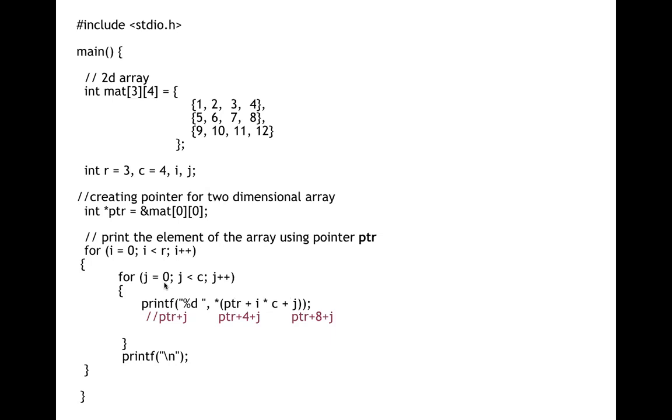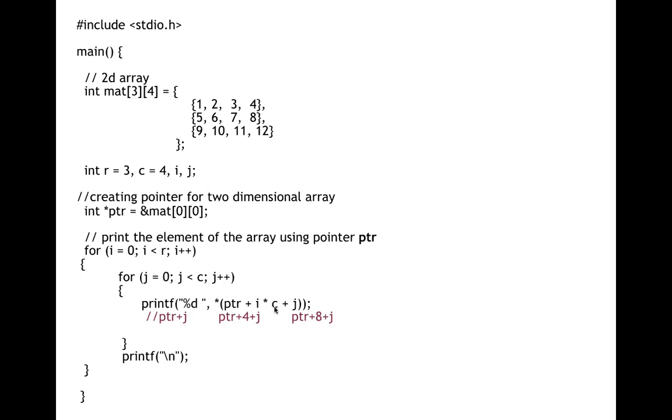Then J becomes 2, I is 0, so PTR plus 2 is 1004. The value at 1004 is 3. Then J becomes 3, PTR plus 3 is 1006, so the value at 1006. Then J becomes 4 and it comes out of the J loop, and goes back to I. I becomes 1, and it comes inside again. J varies from 0 to 4: 0, 1, 2, 3.